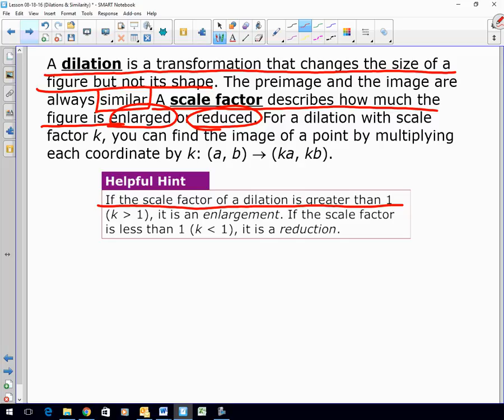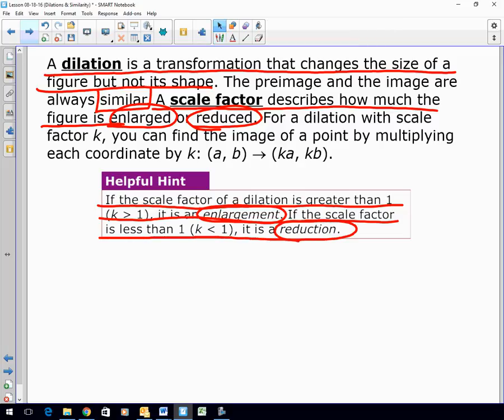If the scale factor of a dilation is greater than 1, it is an enlargement. If the scale factor is less than 1, it is a reduction. There we go. An enlargement, it increases the size. A reduction does what to it? Decreases it.